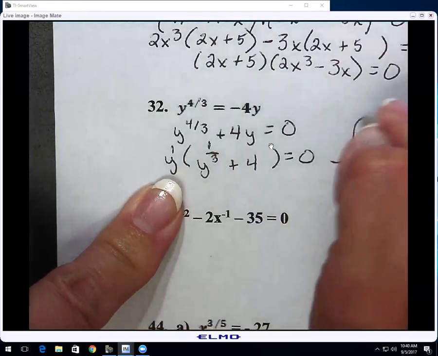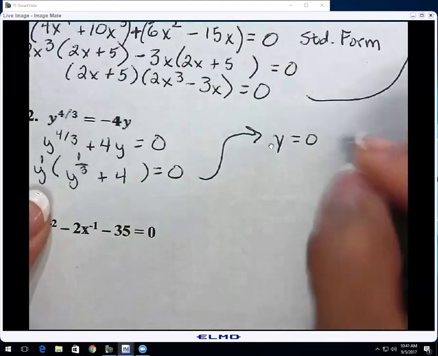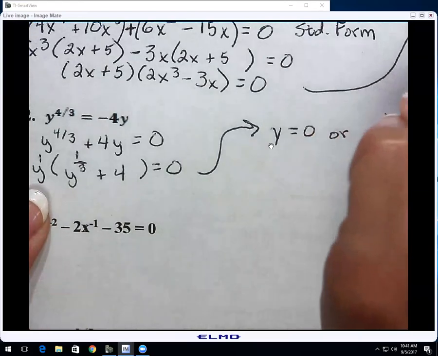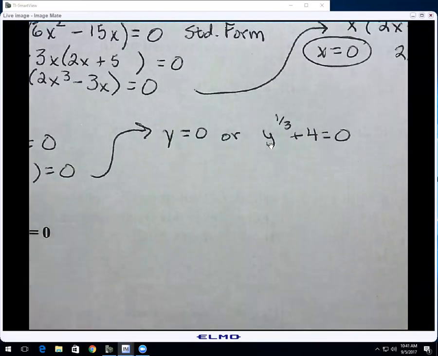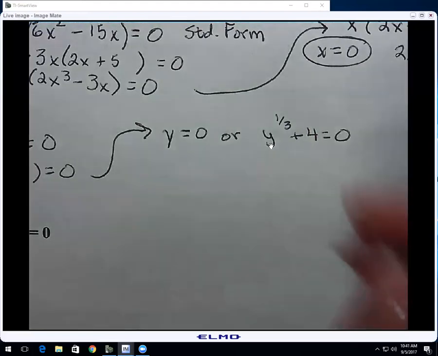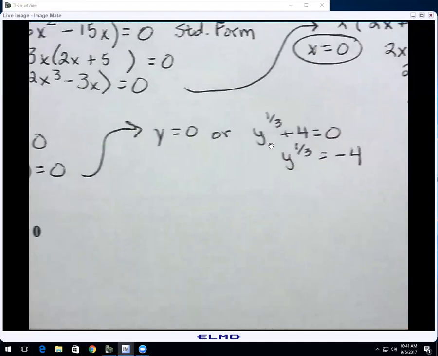If it factors, I can say either the first factor has to equal 0 or the second factor has to equal 0. And that's the 2 equations I'm solving. One of the solutions is 0. How do I get the other solution? How do I solve y to the 1/3 plus 4 equals 0? Get the y by itself. y to the 1/3 equals -4.